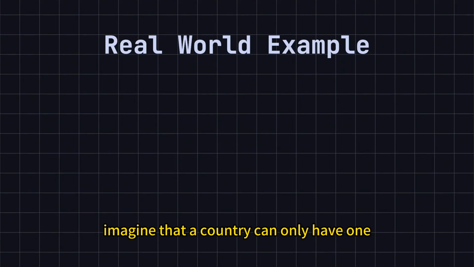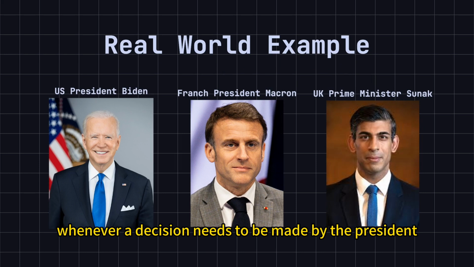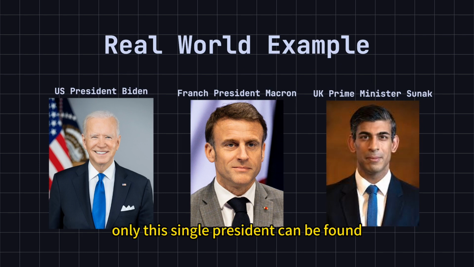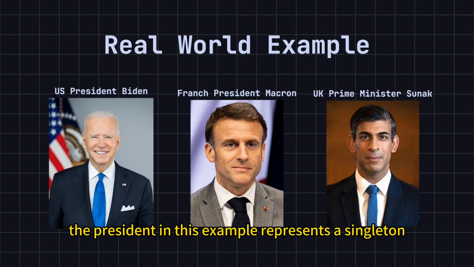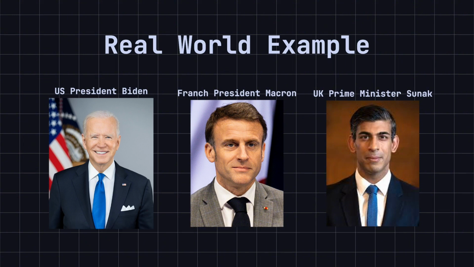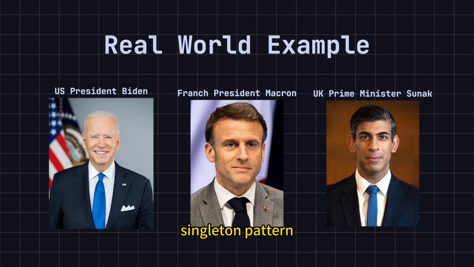Imagine that a country can only have one president at a time. Whenever a decision needs to be made by the president, only this single president can be found. The president in this example represents a singleton. This example vividly illustrates the concept of the Singleton pattern.